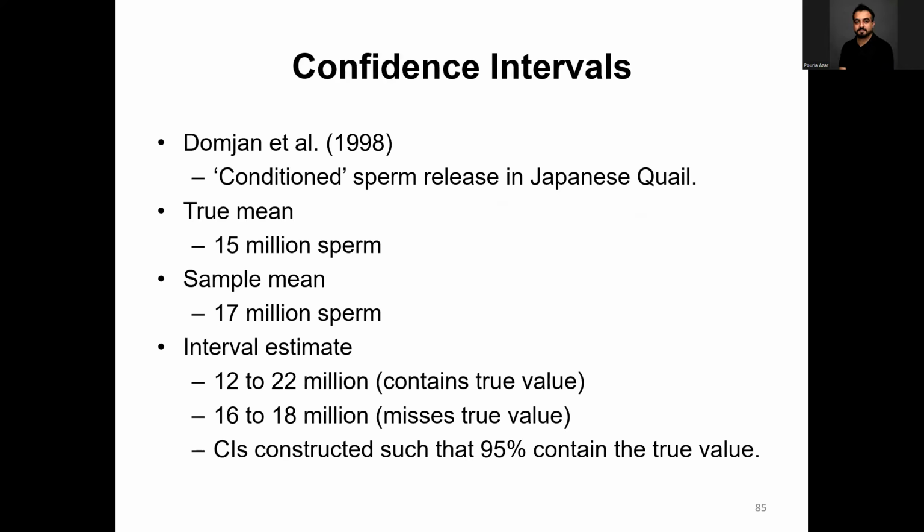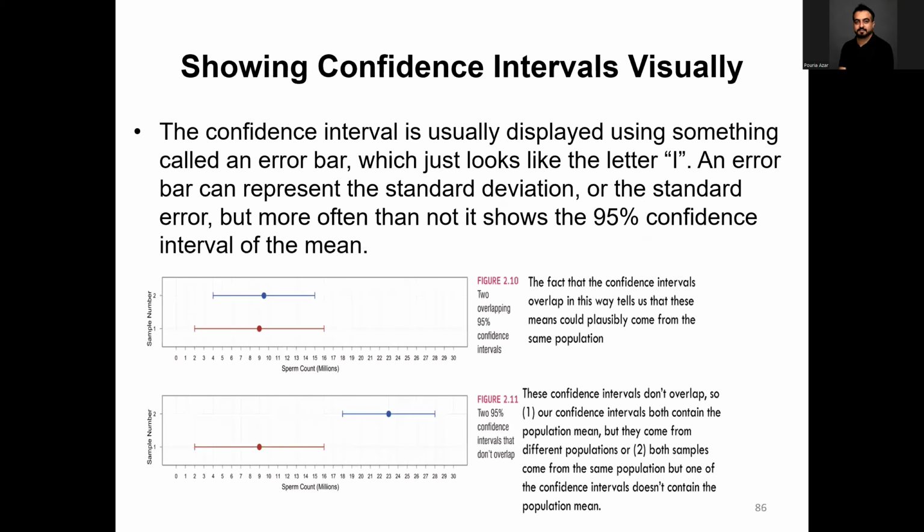So for example, here we have conditioned sperm release. The true mean of the population is 15 million. The sample mean is 17 million. The confidence interval estimate is 12 to 22 million. So it contains the true value. But if our interval estimate is 16 to 18 million, it misses the true value. So confidence intervals are constructed such that 95% contain the true value.